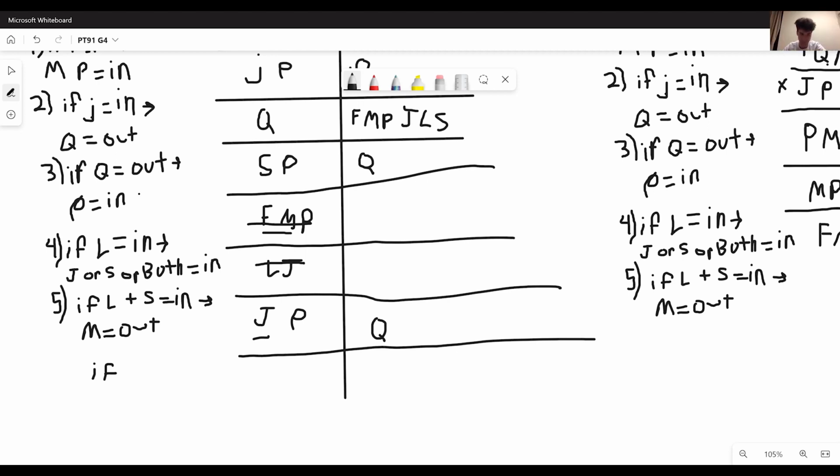Because it doesn't really break that rule. Gotcha. Because really, the rule is only applying if Q is out. So that's why we know that J can't be the only one, because then Q would be out and P would have to be in, right?